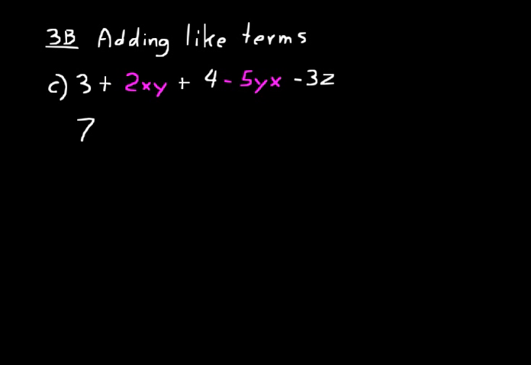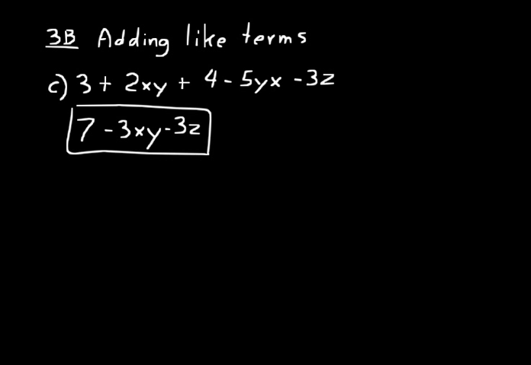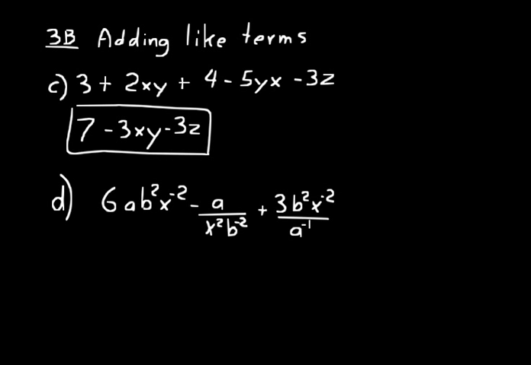Notice I have the negative sign in front of 5yx highlighted too. That's part of the term. Remember, in algebra we consider algebraic addition. We think of 2xy plus a negative 5yx. So let's go ahead and add those. 2xy and a negative 5yx would be a negative 3xy. And then that z is by itself. There's no other term like it, so we just say negative 3z. We just add it on the end. And so that is the simplification of that expression: 7 minus 3xy minus 3z.